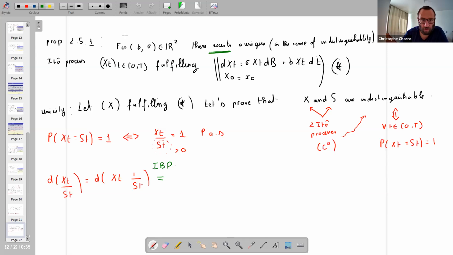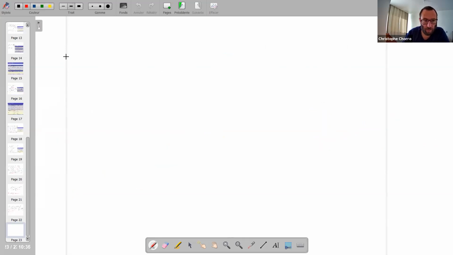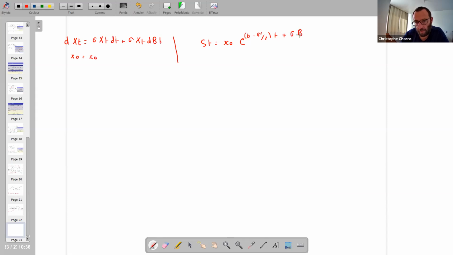So I write a new page here. What I want to do, I know that dX_t is equal to sigma X_t dt, so I have its Ito decomposition, plus sigma X_t dB_t. I have also that X_0 is equal to x_0. So I have this. S_t is the geometric Brownian motion, x_0 exponential of (b minus sigma squared over 2) t plus sigma B_t.